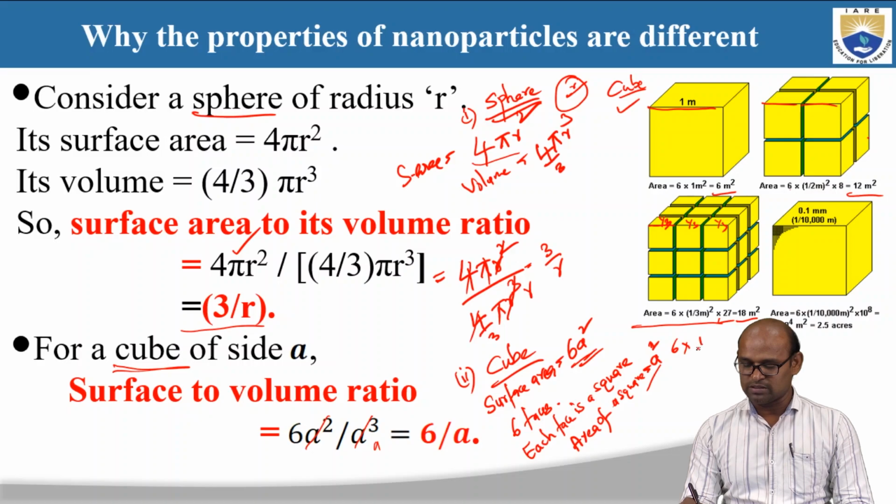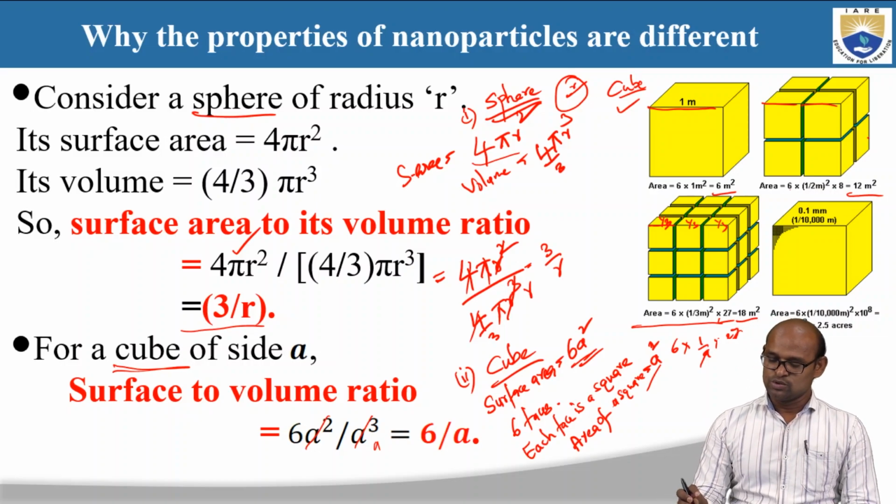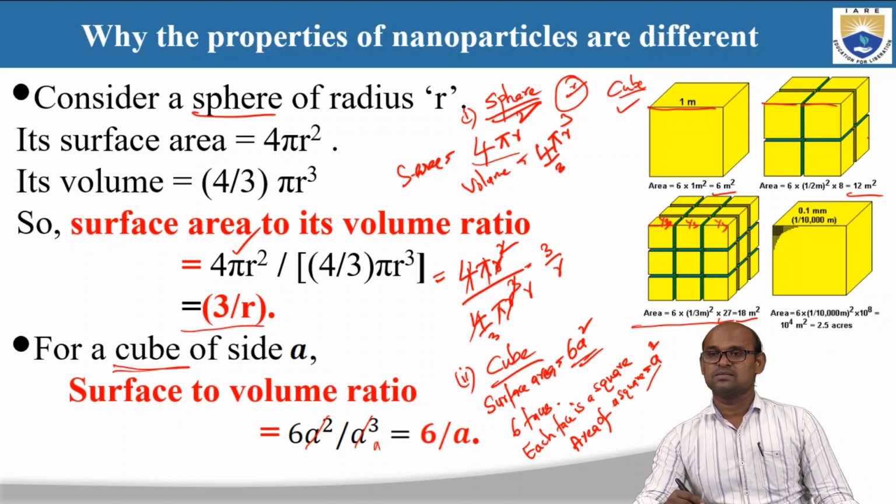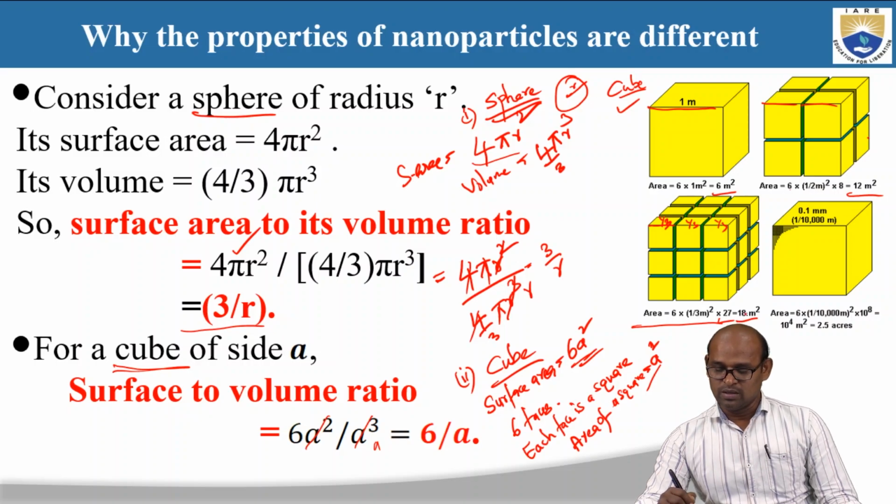So 1 by 3 into 1 by 3, 1 by 9, into 27 such parts. So 9 3s are 27. So 3 into 6, 18 meters. So the surface area of these 27 cubes is now 18 meters square.